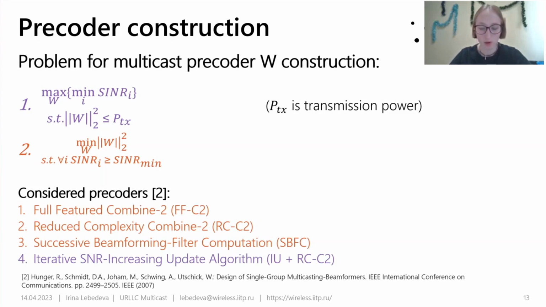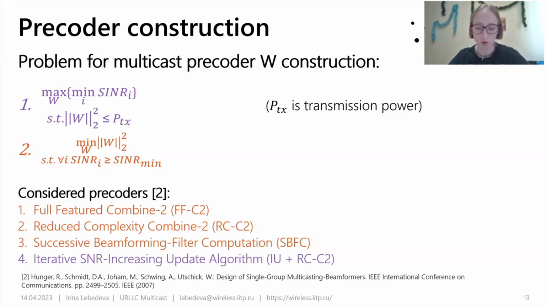The problem of multicast precoder construction is formulated as one of two equivalent optimization problems. The first one is maximization of the minimal users' SNRs, constrained on precoder power, and the second one is minimization of the precoder power with a constraint on SNR.